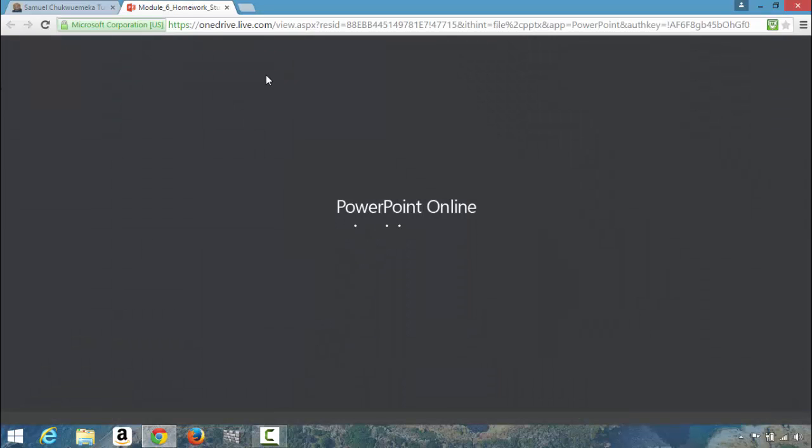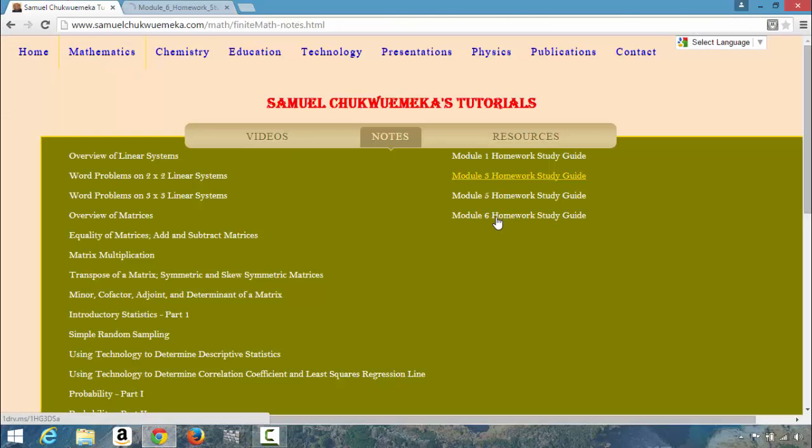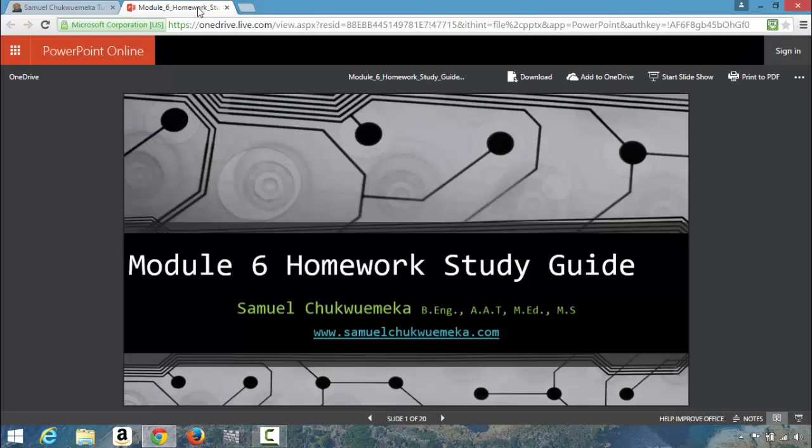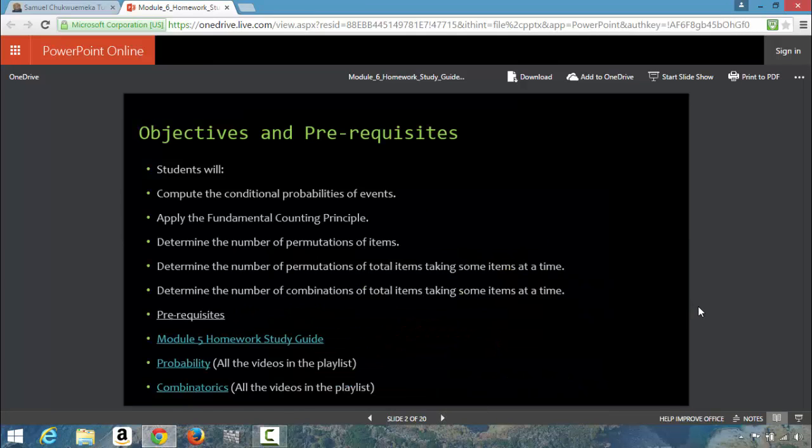So the notes are here, but the video will be posted here: Module homework and exam study guide. So we shall discuss your Module 6 homework, and this is a study guide. We shall compute the probabilities of events. We shall compute the conditional probabilities of events. We shall apply the fundamental counting principle.